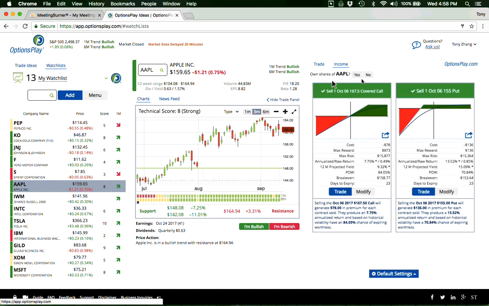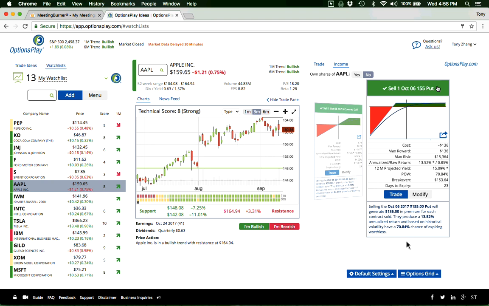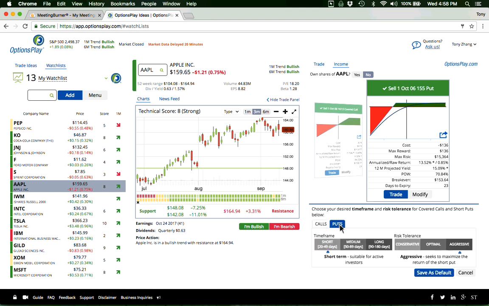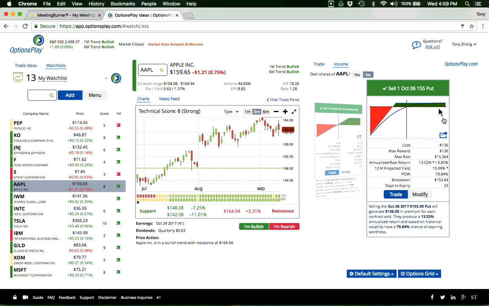One of the things that you can do is when you go to the income tab, if you see here, it says own shares of Apple, and you click on no, it will give you a put opportunity. Now, before you look at short-term puts as well, you also have to use the settings to create your preferred settings for puts. So for me, I like to get pretty aggressive when I'm selling puts because I usually want to get filled on the trade and I want to own the stock. So I have my settings for puts as short-term aggressive. So this does the same thing.